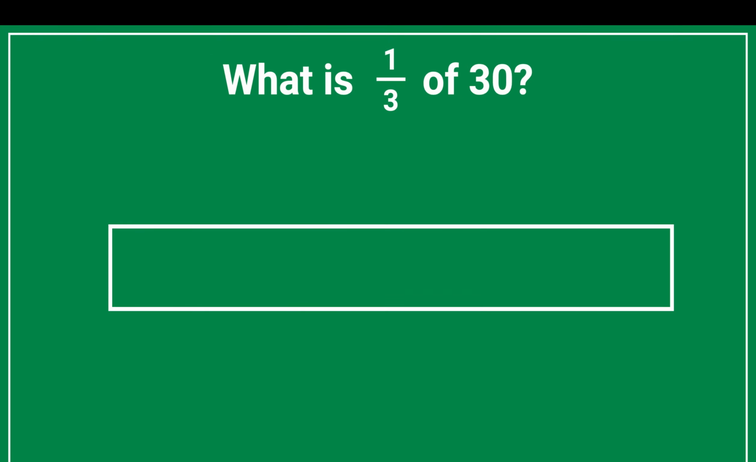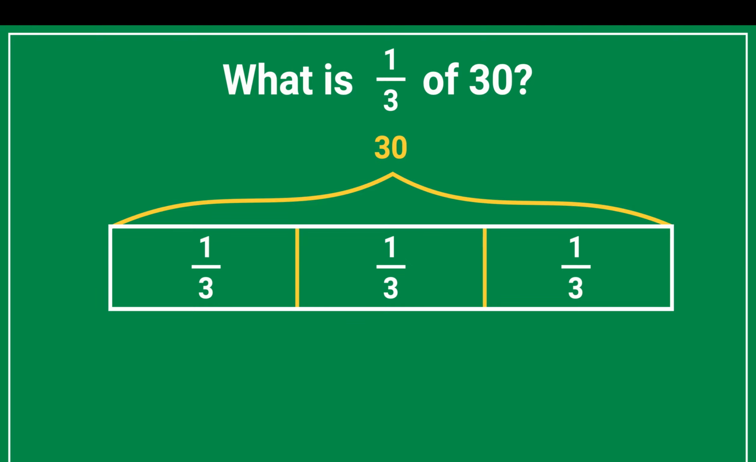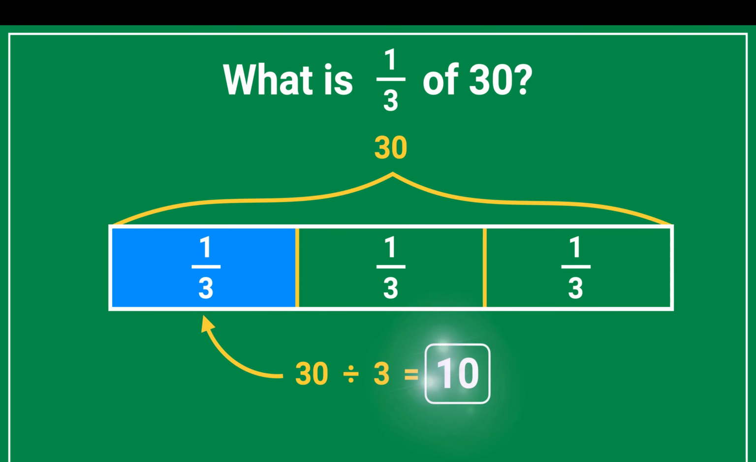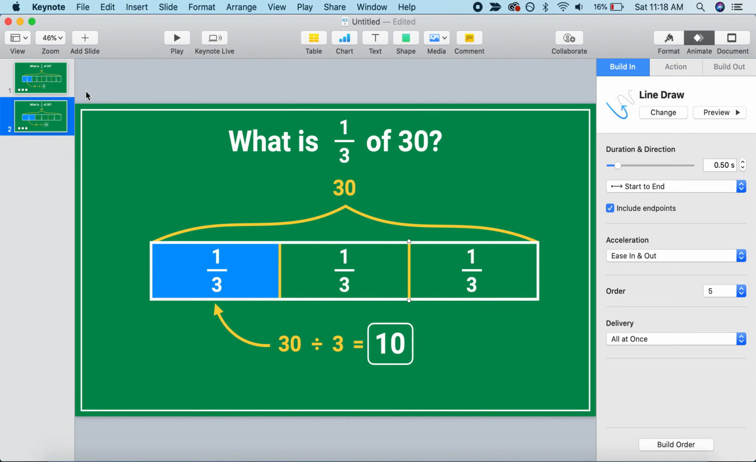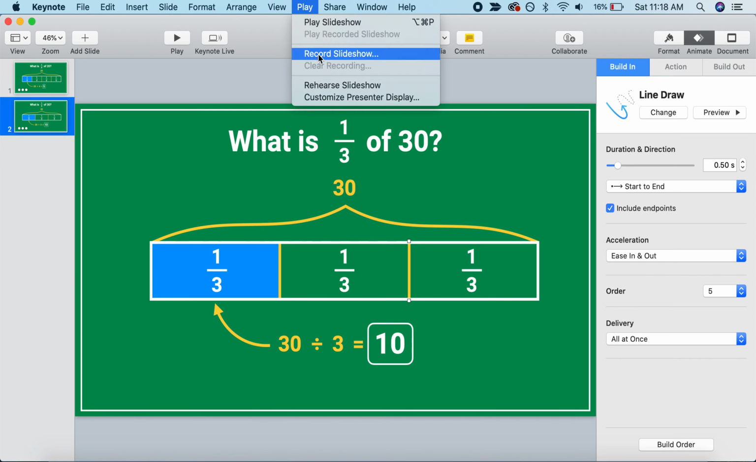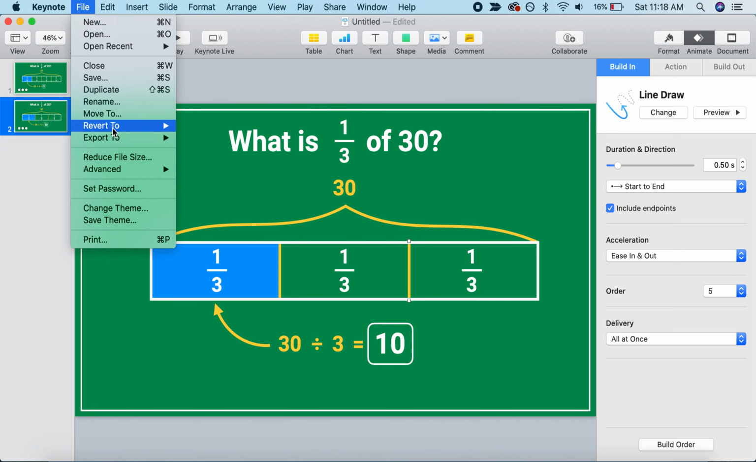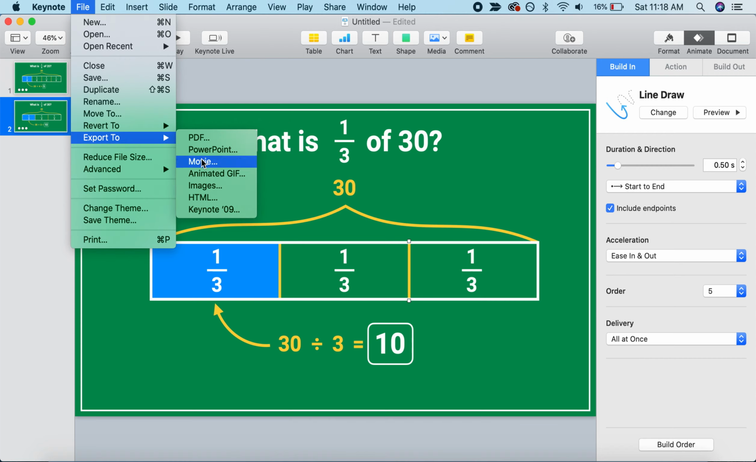And so we could proofread one more time. 1/3 of 30, draw our bar. The whole thing's 30. If we split it in 3, each piece is now 1/3. When we look at one of these pieces, that will be equal to 30 split or divided into 3, meaning each piece has a value of 10. So 1/3 of 30 is 10. There we go. We could copy this slide, keep it going, and repeat this for as many problems as we wanted. Once we finish building, we'll just record this as a video and then export that movie so we can give it and assign it to our students.